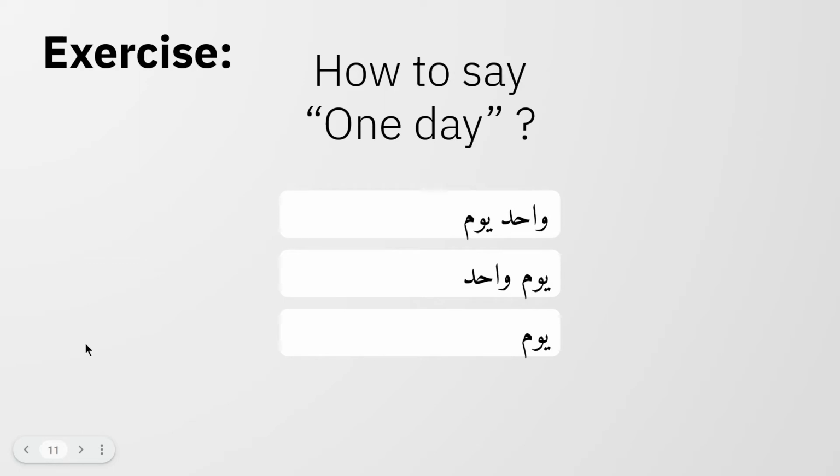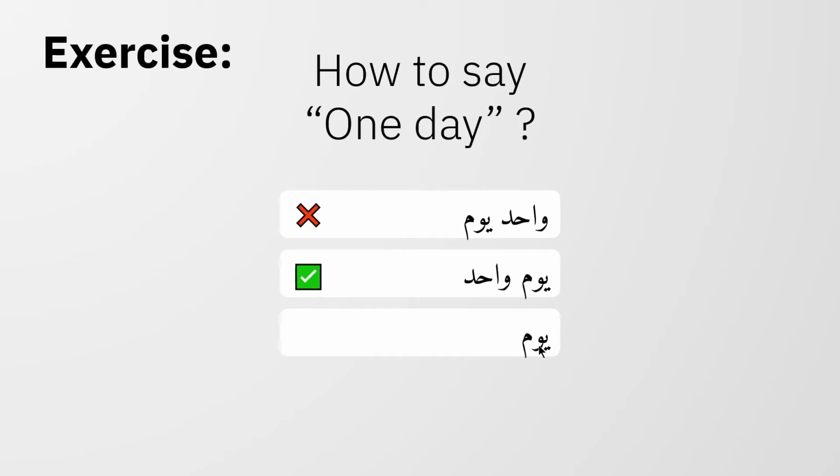Exercise. Which of the following mean one day? واحد يوم, يوم واحد, or يوم. Pause the video and give it a try. You can select more than one answer. Well, we know that one means واحد. Day means يوم. So which of the following is correct? Is it واحد يوم? No. Why? Because the order is incorrect. Although you can do this to some other numbers, for واحد it's incorrect. First the noun and then the number.